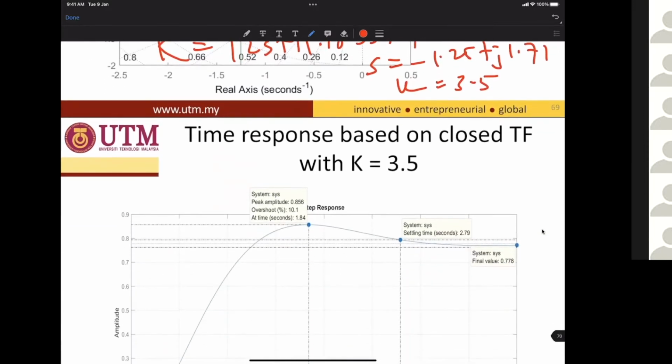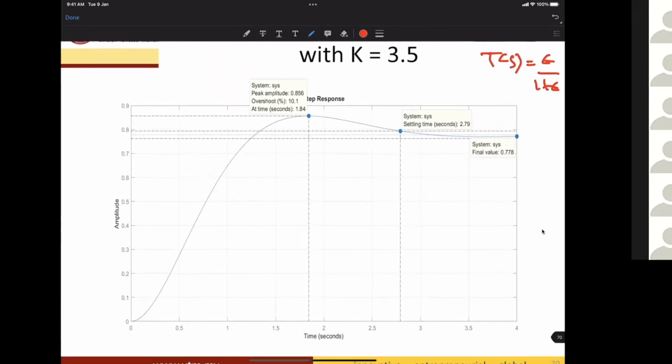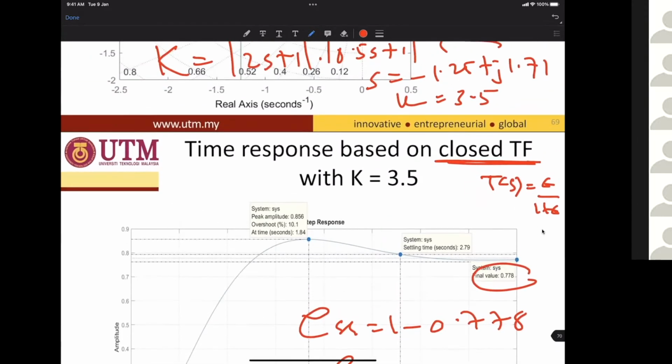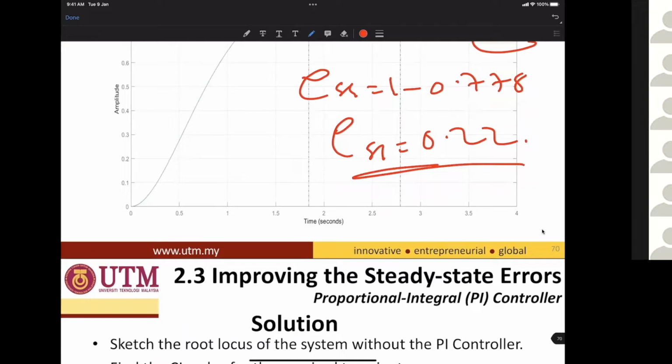Okay. Then kita plotkan dia punya closed loop transfer function, T(s). Okay. Which is G over 1 plus G. Bagi step signals dan kita dapati errornya adalah 1 tolak 0.778 berapa? 0.22. Okay. Ada error. Jadi kita kena hapuskan ini. Eliminate.